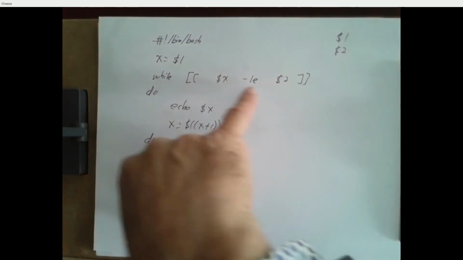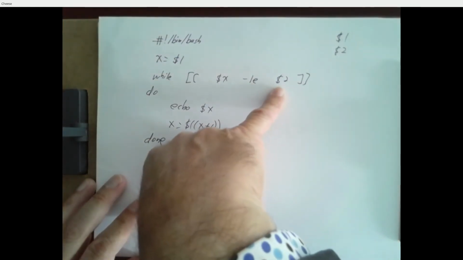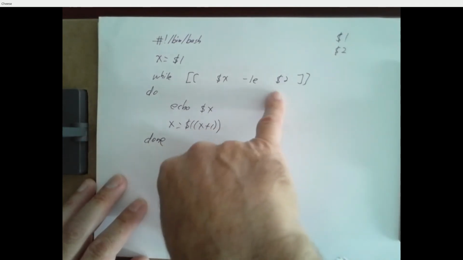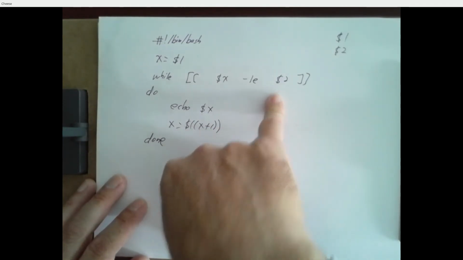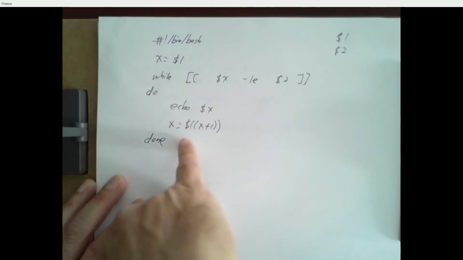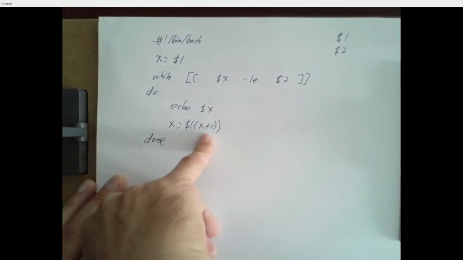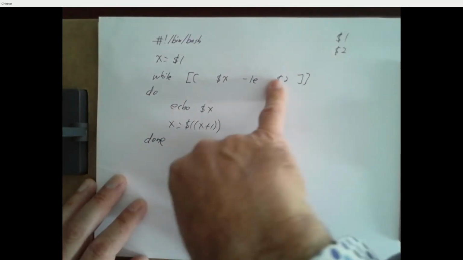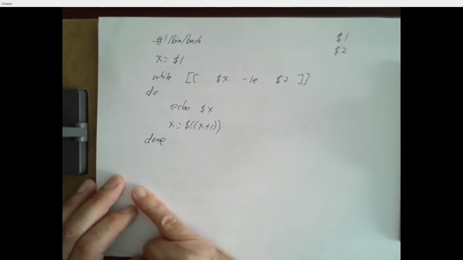So it compares x using less than or equal to, so when it gets up to the value of your second argument, it will still continue to loop. It will print it out. When it adds 1 to that so that your x is now greater than your second argument, the while loop will fail and it'll kick out of the loop.